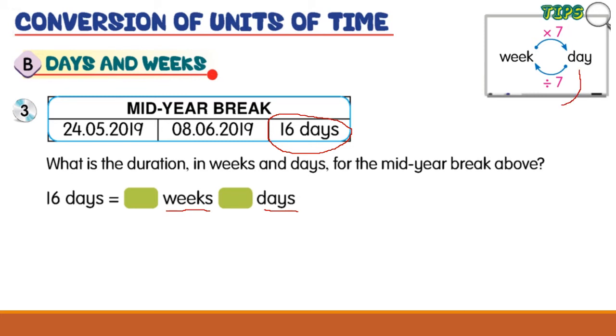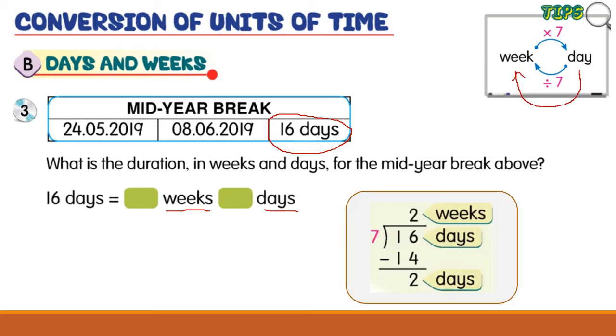So 16 days in weeks and days. Days to weeks, we have to divide by 7. After you divide, the answer at the top here is weeks, and then the remainder is days. So the answer for 16 days is 2 weeks 2 days.